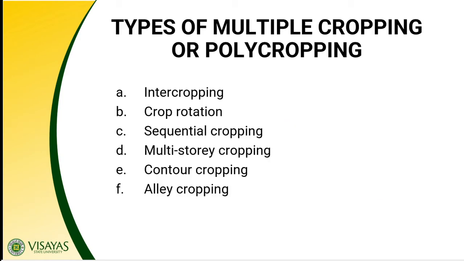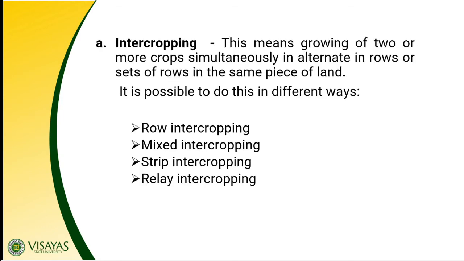There are different types of multiple cropping or polycropping system. This includes intercropping, crop rotation, sequential cropping, multi-story cropping, contour cropping, and alley cropping. So one by one, let's take them up.